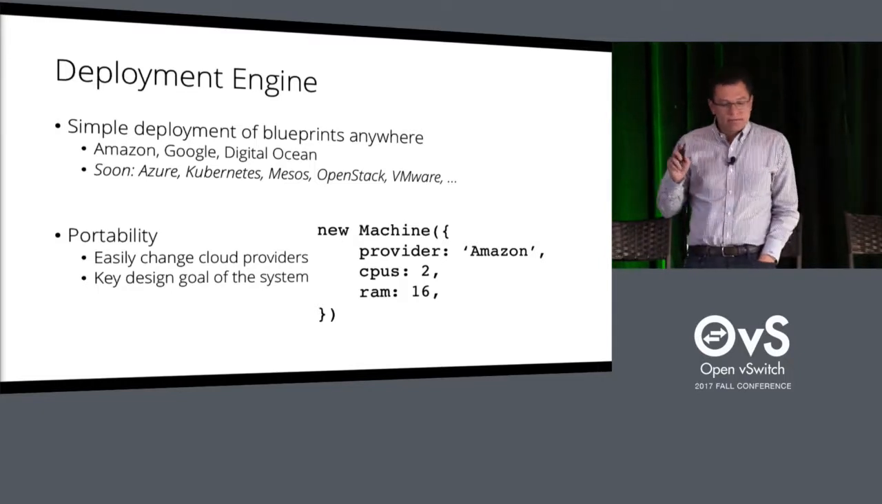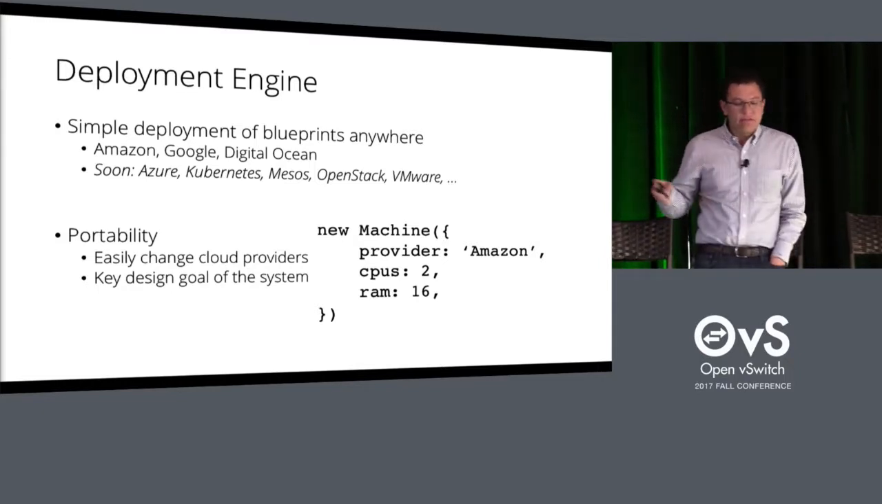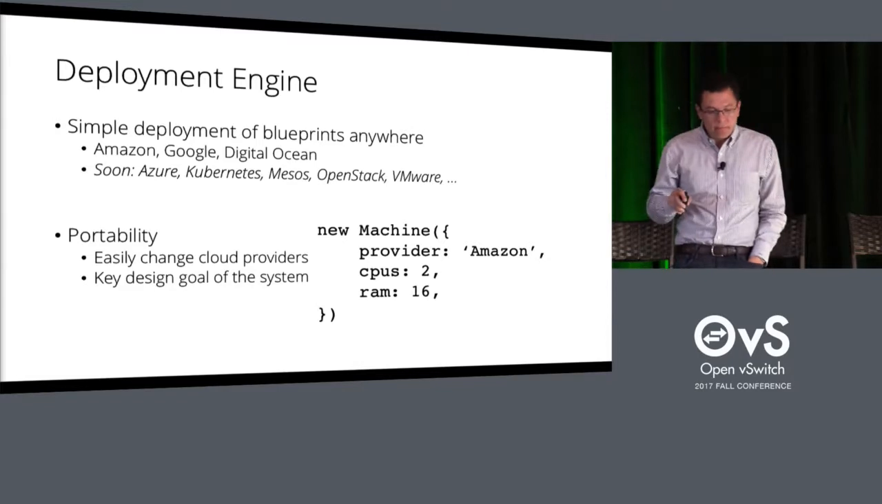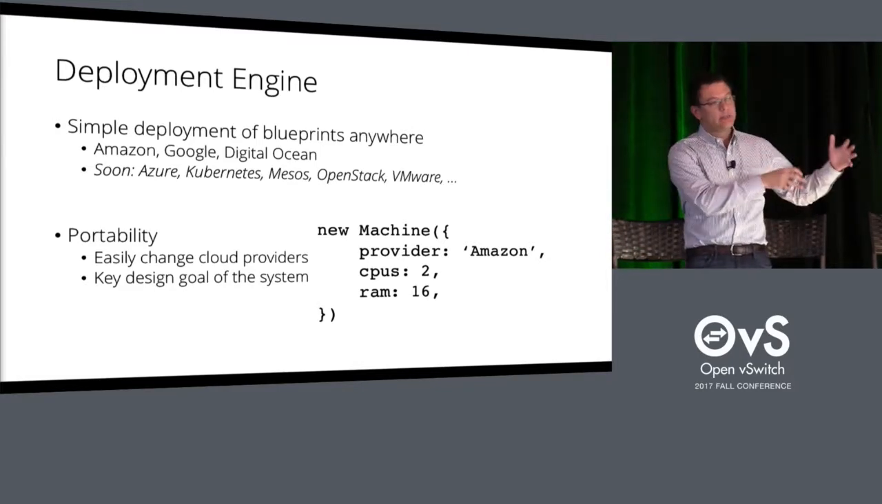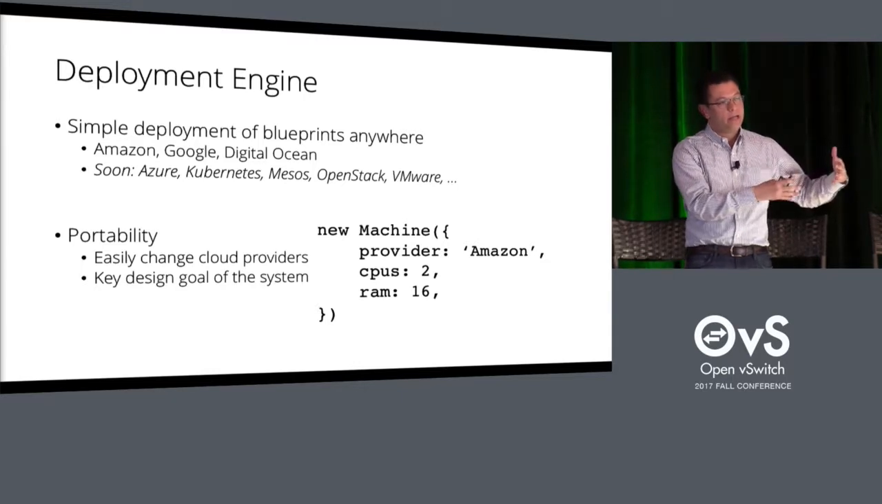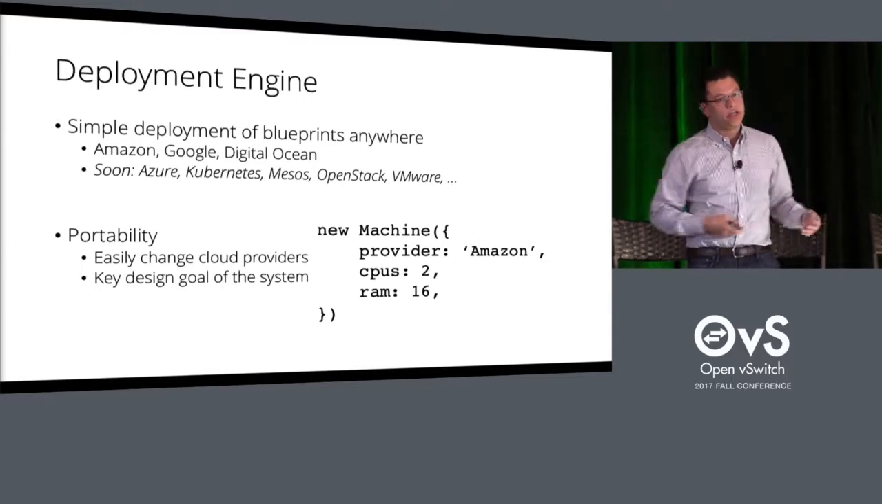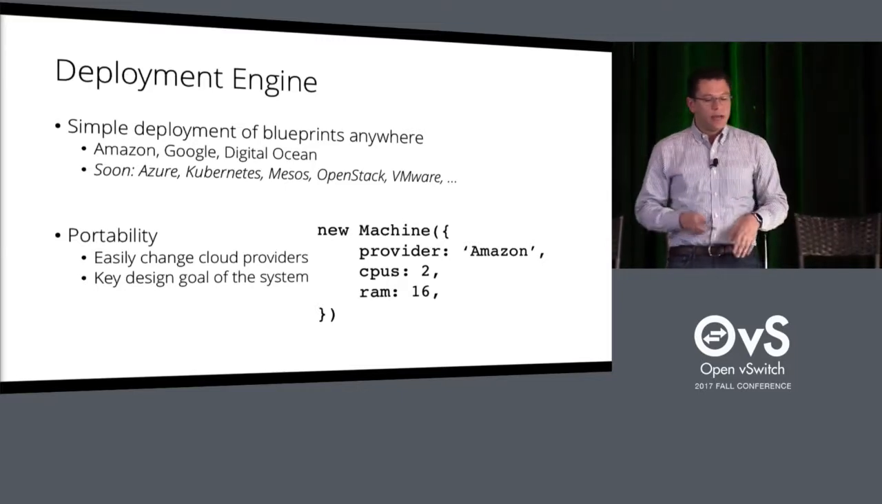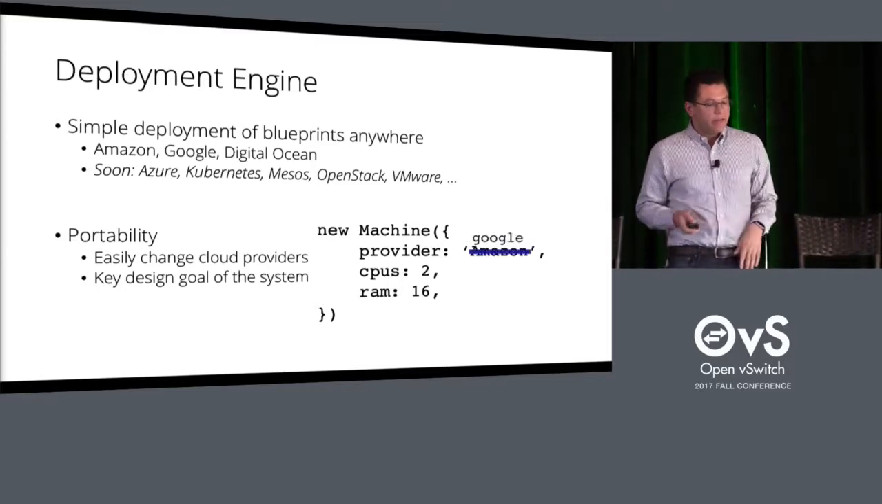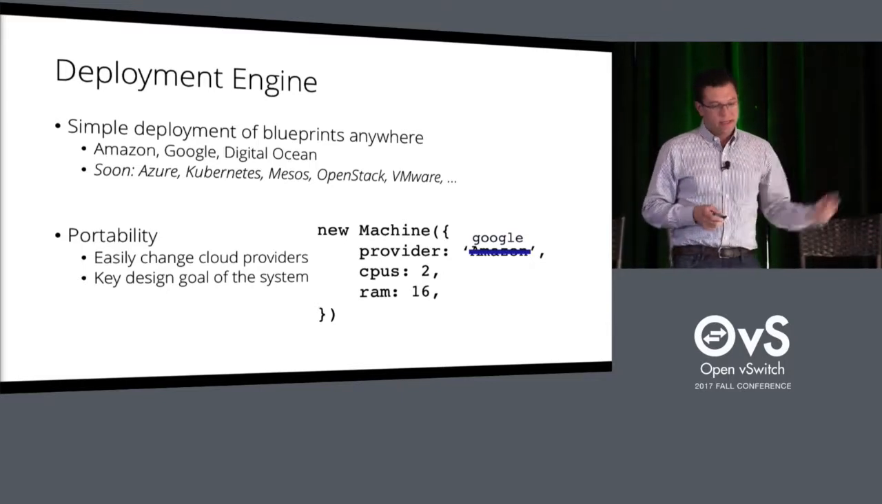And a key goal of this is portability. For the expertise sharing to really work, we need an expert to be able to write a blueprint in their preferred infrastructure, and then someone else to be able to consume that blueprint and run it, say, in Google, even though the expert wrote the system in Amazon.